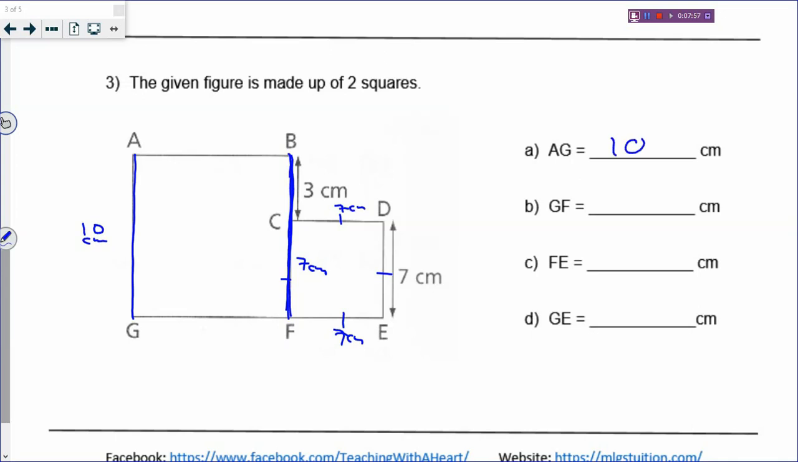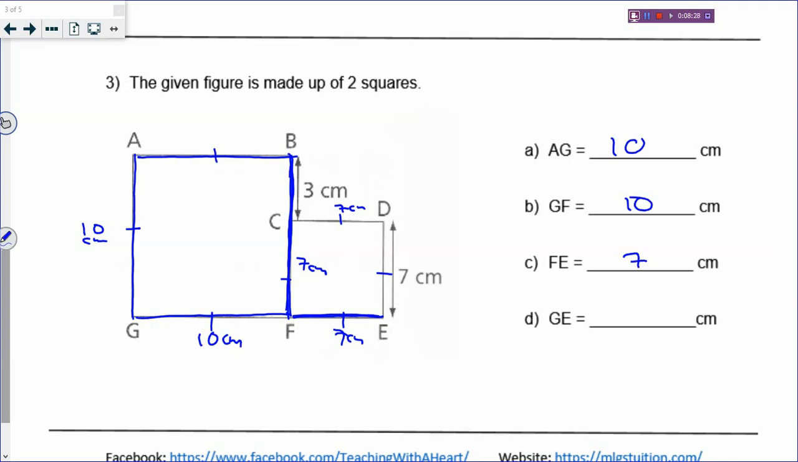Okay, then how about your GF? Now, if AG is one side of the square, then you can see that this is a very big square and all the sides are equal. So your GF must be how many? Must also be 10, because all sides are equal. Alright, then how about your FE? Well, you just found FE is over here, which is your 7 cm. Okay, and then how about your GE?